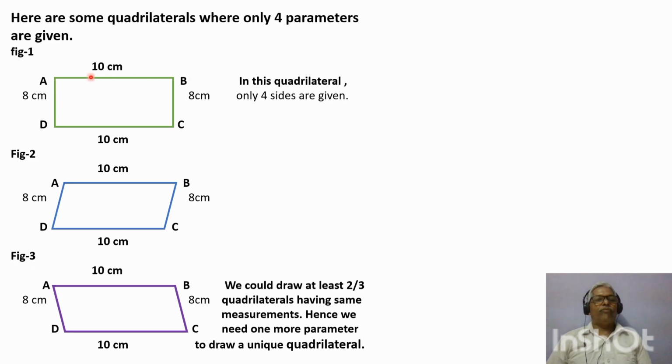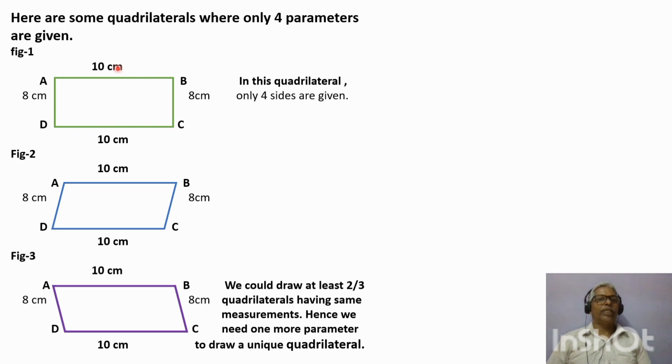See here only four sides are given, A, B, C, D. This is 10, this is 8, this is 10, this is 8. Angles are 90. Now having all these four measurements as they are, you can draw another quadrilateral slightly tilted. This is not 90, this is obtuse, this is acute. That means if you keep one on the other, they cannot overlap. That means only four parameters are not sufficient to get a unique quadrilateral.